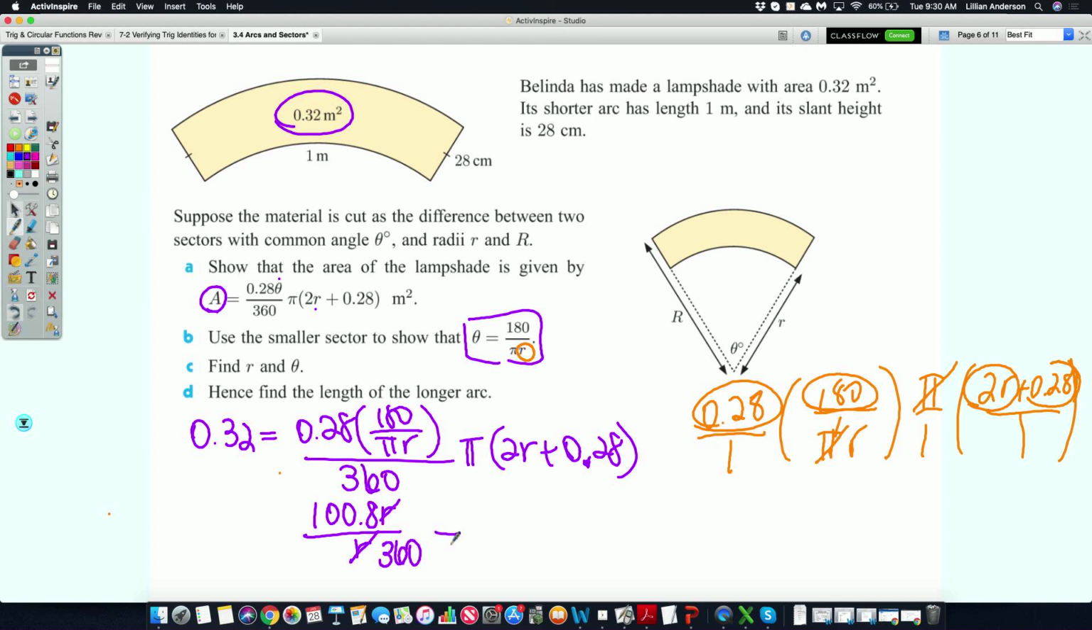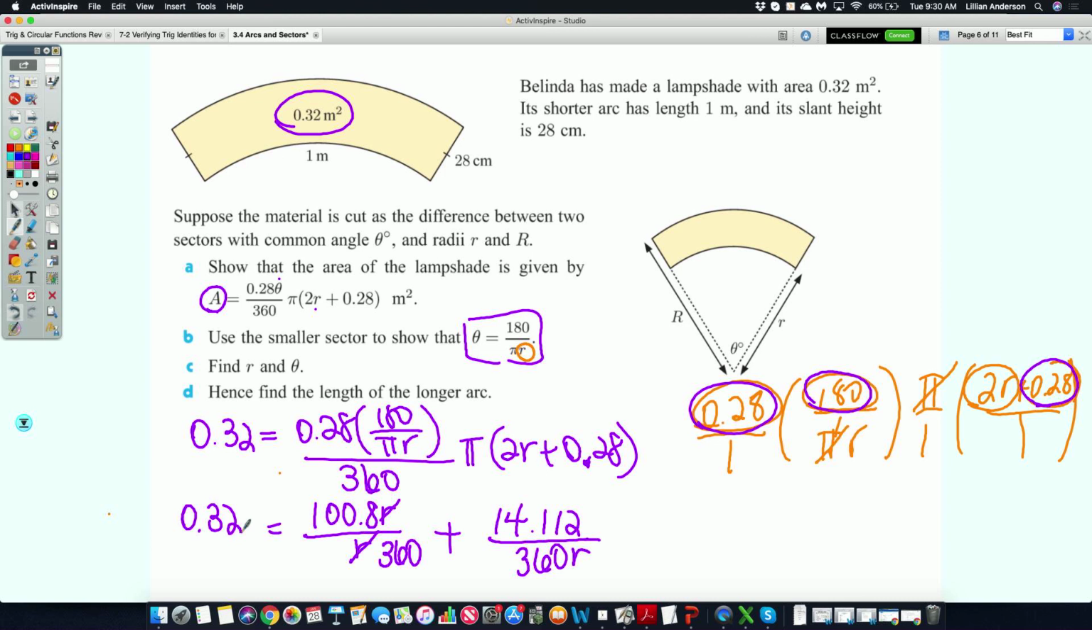All right. Now we're going to multiply 0.28, 180, and 0.28 again. What do you get? 14.112. Does it keep going? Okay, all that's over r, and there's still that 360 in the denominator as well with the r. Okay? All that's equal to 0.32.